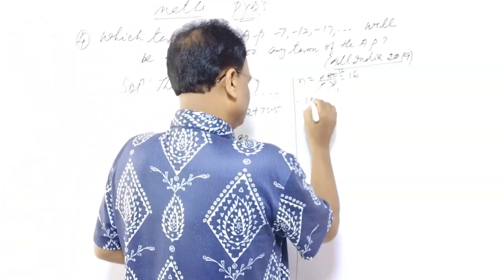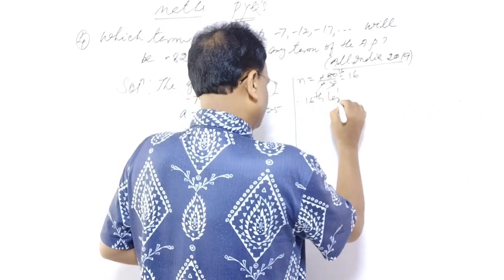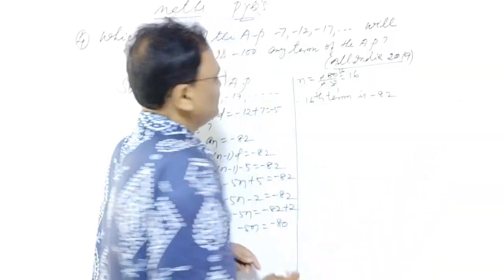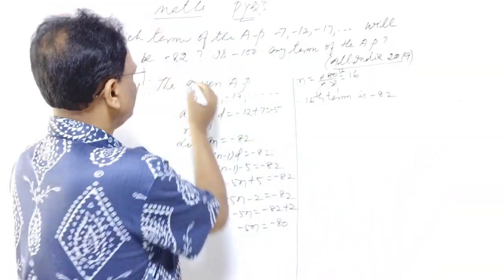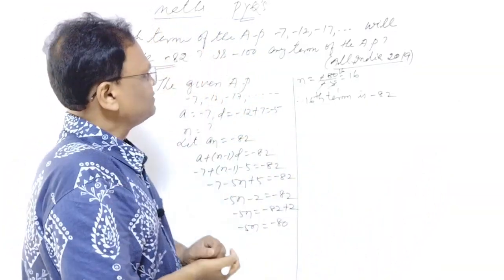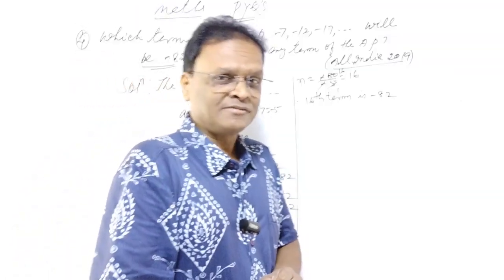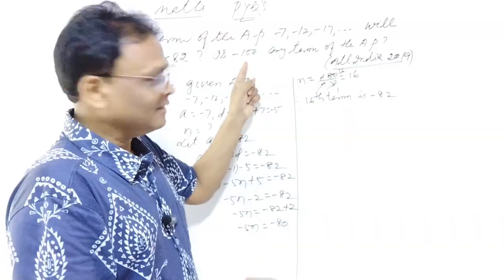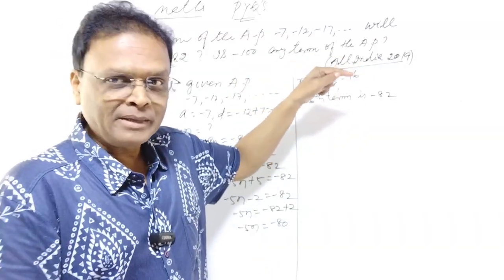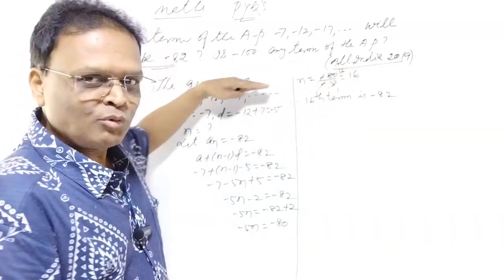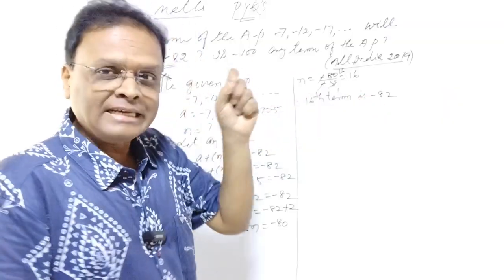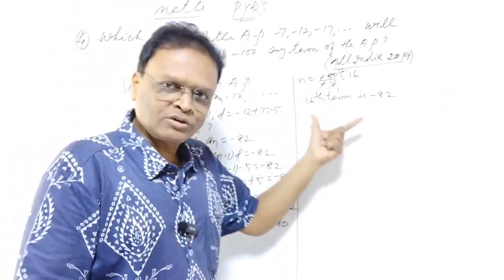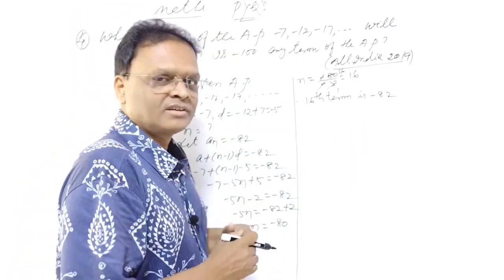Therefore, the 16th term is minus 82. The first part of the question is over. But in addition to this first question, he is asking one more: is minus 100 any term of this AP? That means if this AP continues, will you get minus 100 in the series or not? Let's check.